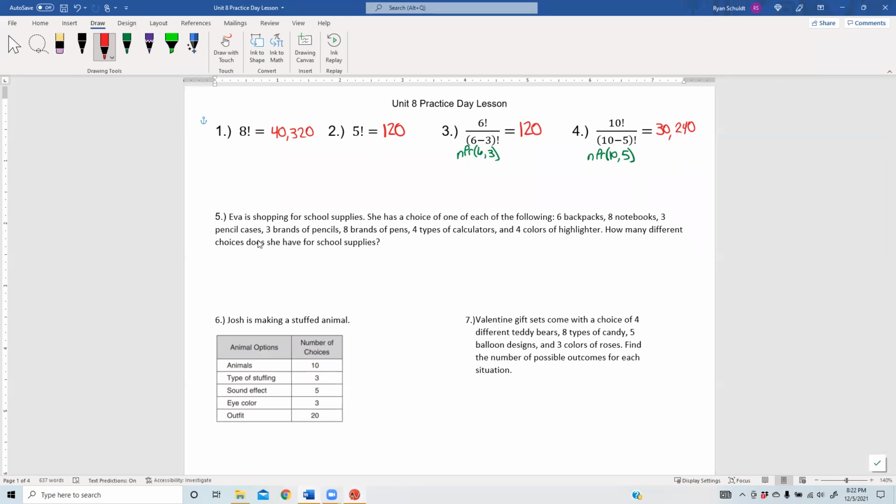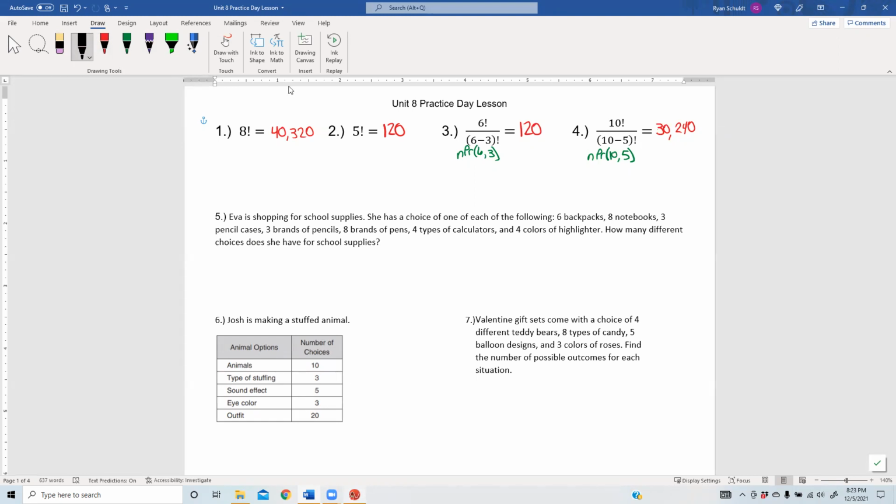Number 5. Eva is shopping for school supplies. She has a choice of one of each of the following: 6 backpacks, 8 notebooks, 3 pencil cases, 3 brands of pencils, 8 brands of pens, 4 types of calculators, and 4 colors of highlighters. How many choices does she have for the school supplies? Well, let's see. Let's kind of write down what's going on here.